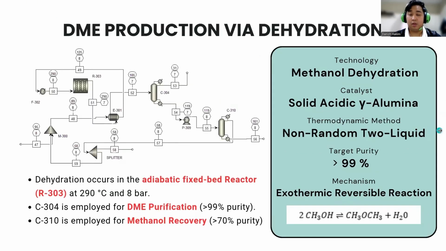To produce the DME, dimethyl ether, the methanol dehydration technology will be used. Methanol will undergo a dehydration reaction to produce DME with the help of a solid acidic alumina catalyst. For the simulation, we successfully obtained 99% purity of DME.